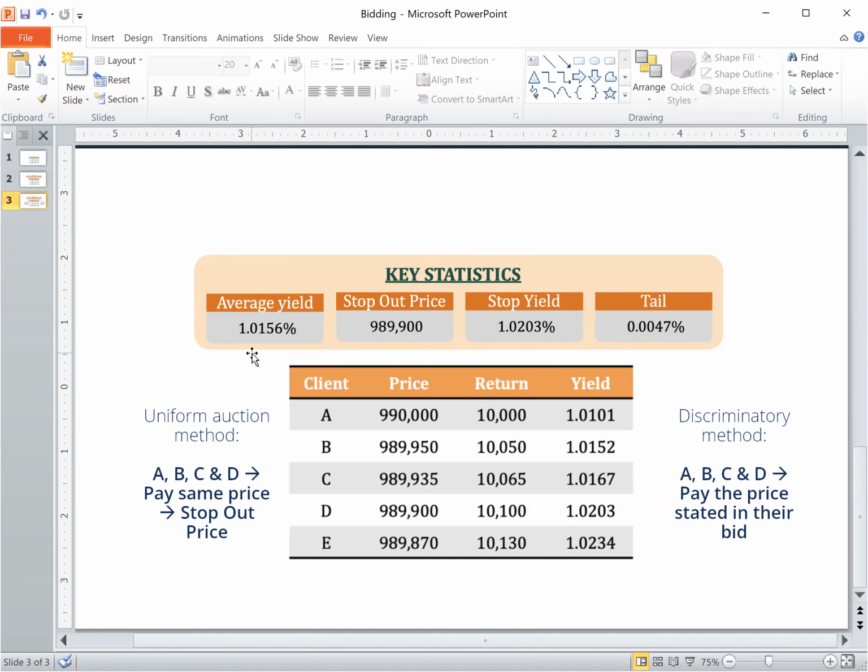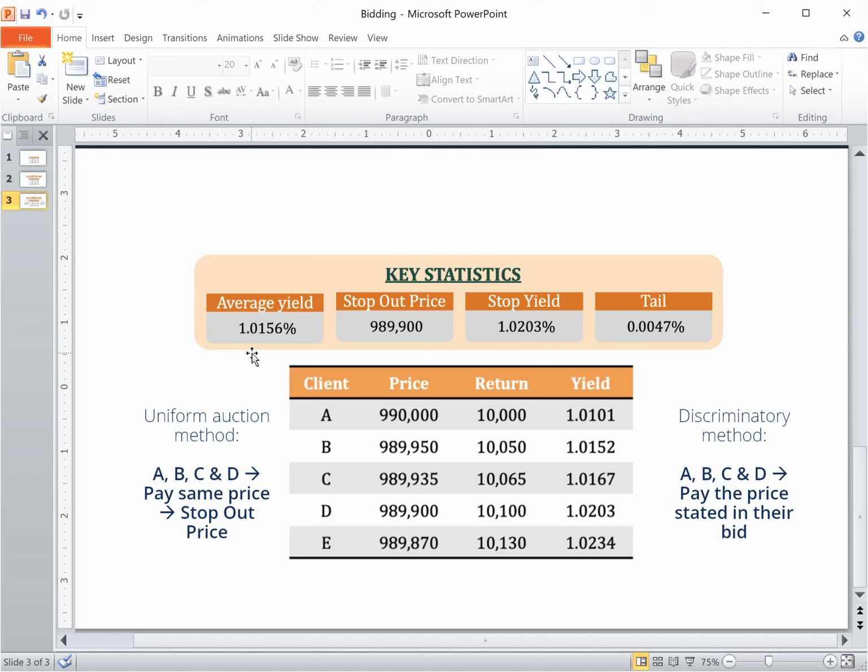Are we clear? Okay. See, guys, non-competitive bidders would pay the weighted average price. They would pay the weighted average price based on competitive bids.